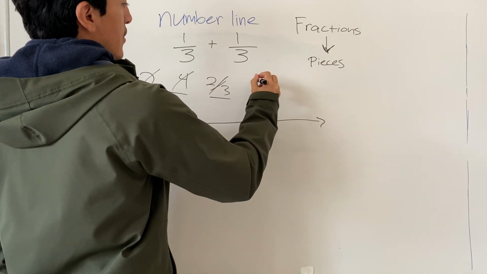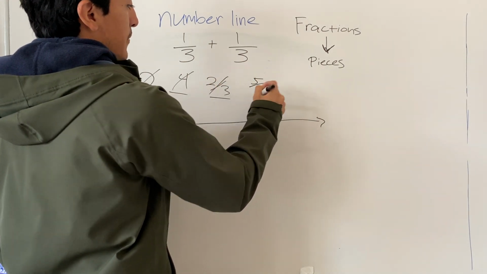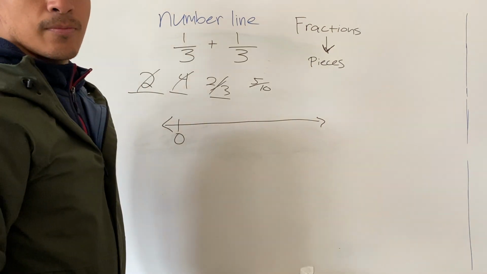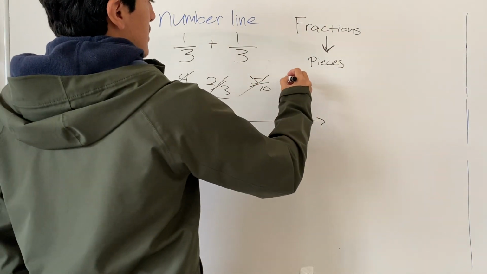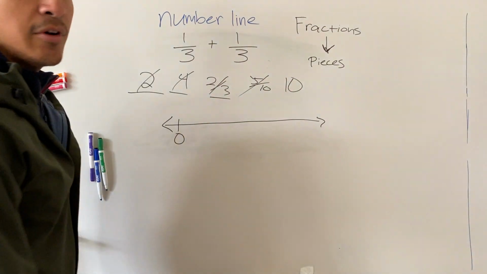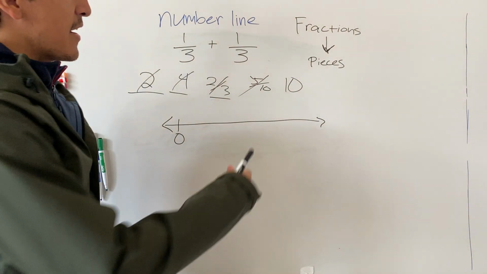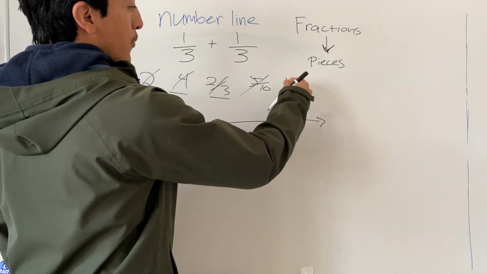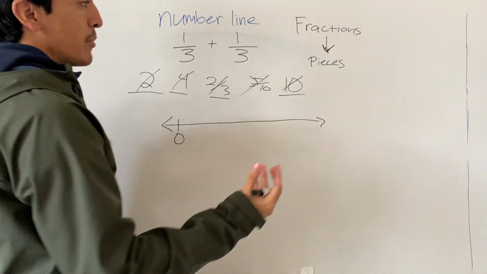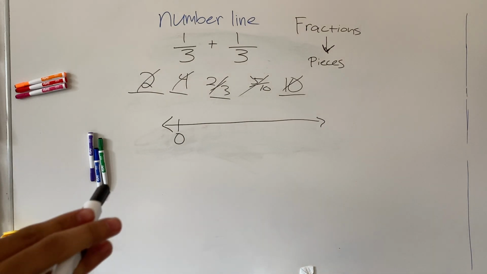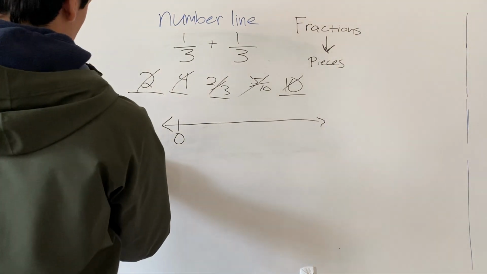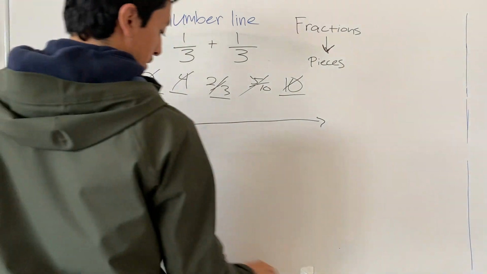What about 5 over 10? Is that a whole number or is that a fraction? Exactly, it is a fraction. What about 10? Is that a whole number or is that a fraction? That is a whole number. It's not a piece, it's a whole number. Okay? That was something that we should have remembered from 4th grade. But if not, it's okay, we reviewed it.